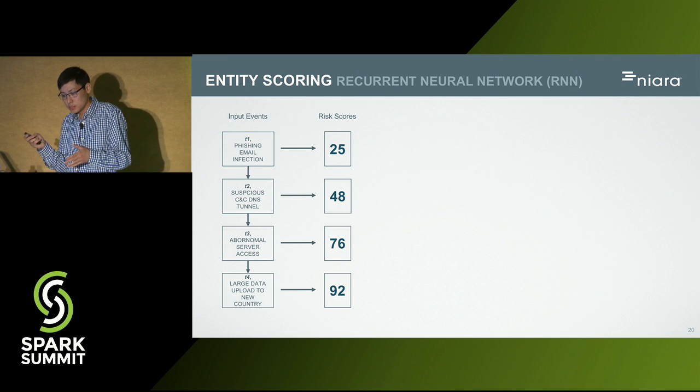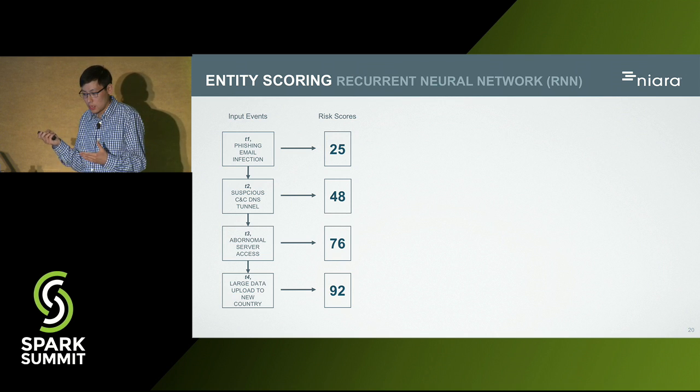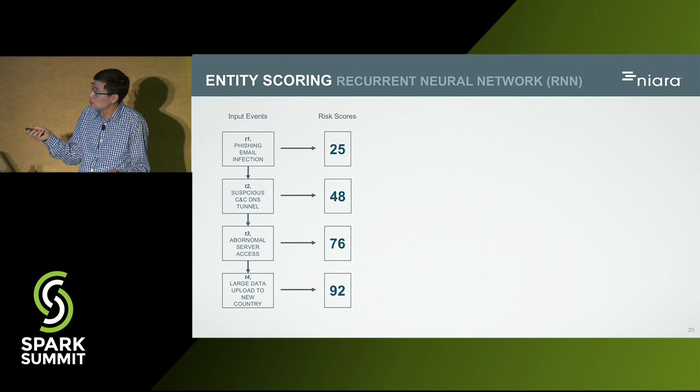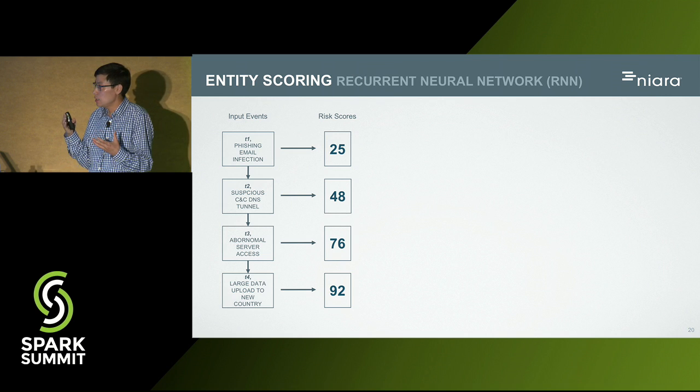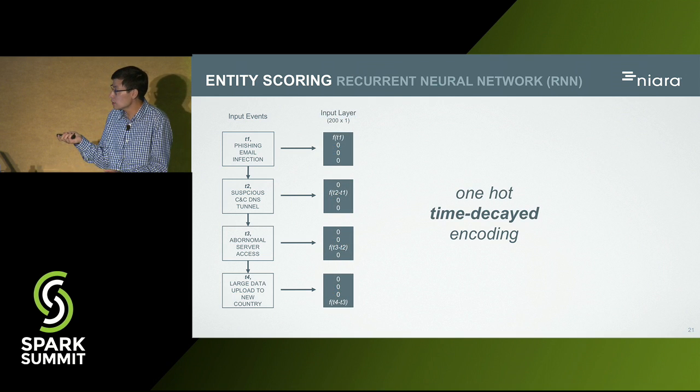Now I'll quickly explain how we encode and how we build this RNN for what we call the entity scoring model. On the left side, you can see a sequence of events. These are the anomaly signals we expect to collect for a certain user. And the right column is just the expected confidence score of detecting a real alert. These are all labeled by the security expert. So based on this sequence of input signals, this is the kind of training data we feed into the neural network.